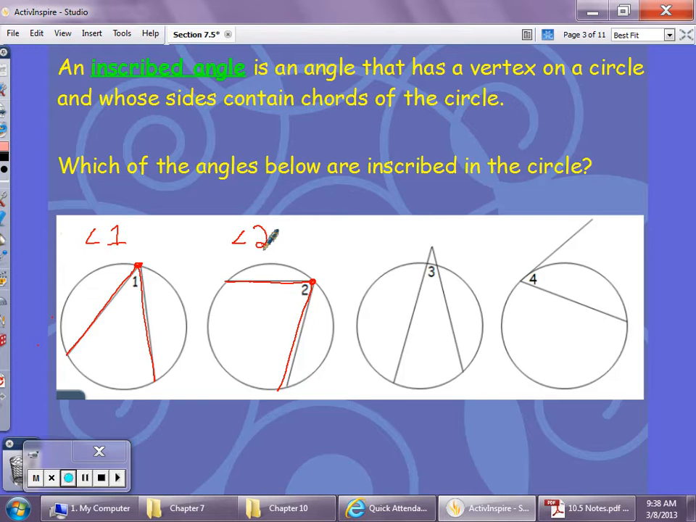Looking at angle 3, we can see that the vertex does not lie on the circle. Therefore, angle 3 is not an inscribed angle. And angle 4 does have a vertex that lies on the circle, but you can see that one side is created by a chord and the second side is created by a tangent. So therefore, angle 4 is not an inscribed angle.